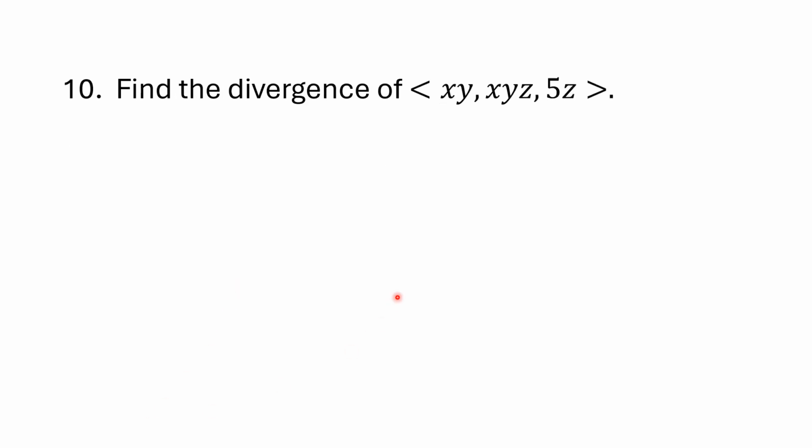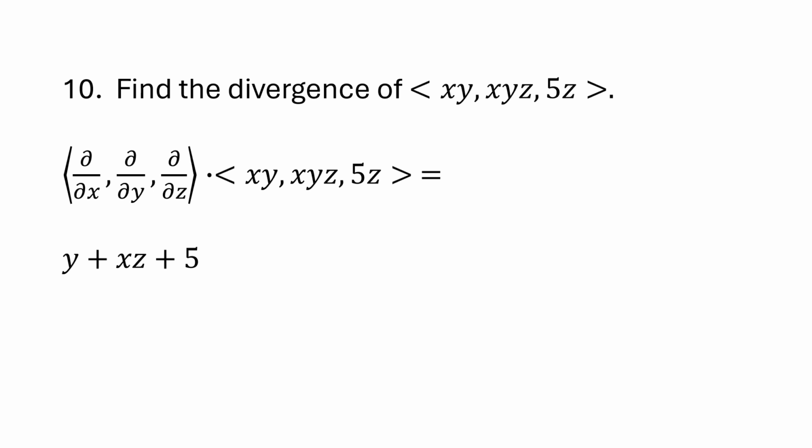Find the divergence of xy, xyz, phi z. The partial with respect to x of xy is y. Partial of xyz with respect to y is xz, and the partial with respect to z of phi z is phi.